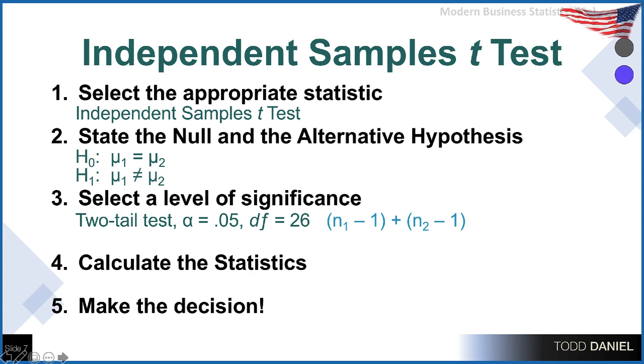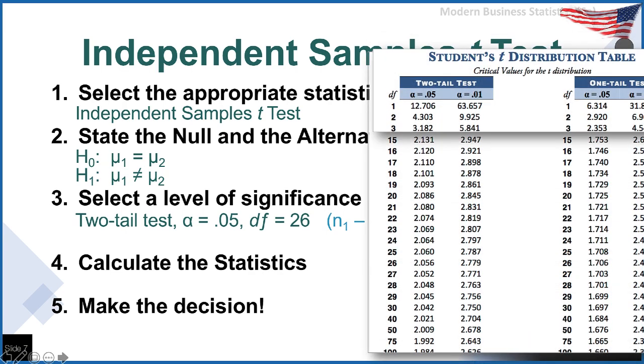To do that, we can go to a table that is at the very end of your notes. It's labeled Students T-Distribution Table. Notice in this first set of columns, these are all for a two-tailed test.